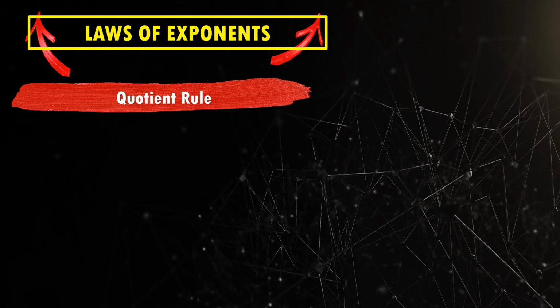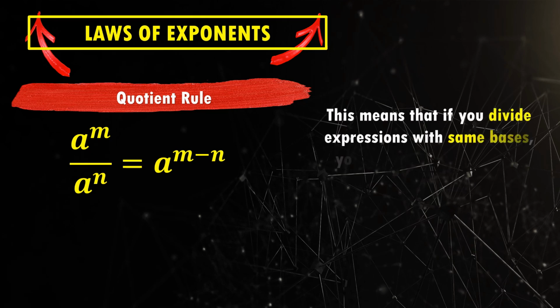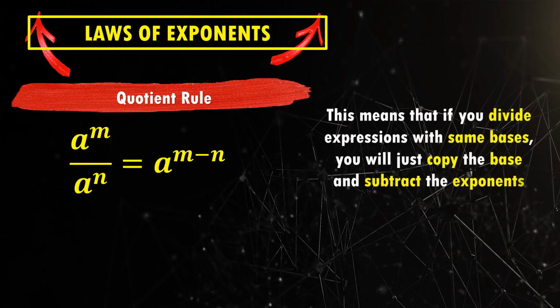So our second rule is the quotient rule. Kanina kung may product rule, syempre may quotient rule tayo. Wherein we have a raised to m over a raised to n is equal to a raised to m minus n. This means that if you divide expressions with same bases, you will just copy the base and subtract the exponents. Kung kanina sa product rule, in-add natin yung exponent, sa quotient rule naman, isa-subtract lang natin yung exponents.